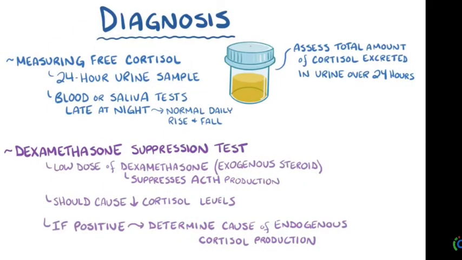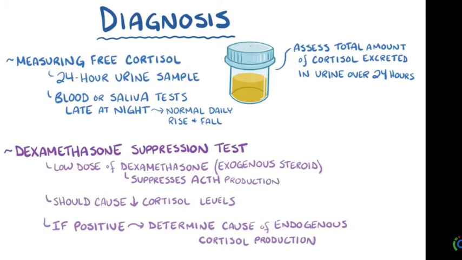To diagnose, we actually have to measure the free cortisol in a 24-hour urine sample. So this will assess the total amount of cortisol excreted in urine over 24 hours. Other than that, we can also do a serum or saliva test of the cortisol late at night, which will let us see the normal daily rise and fall of the cortisol.